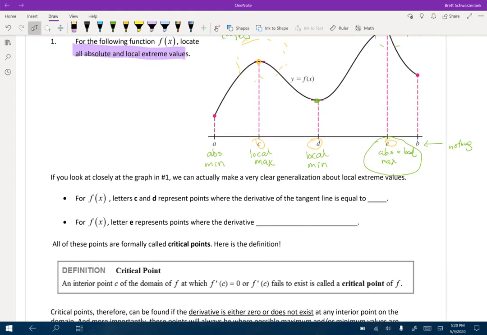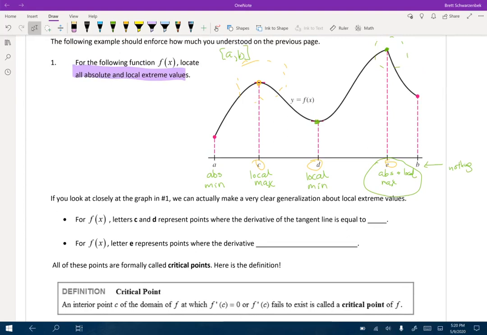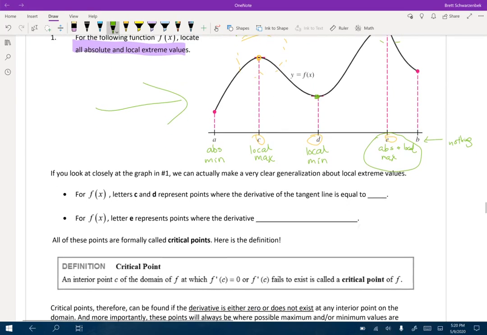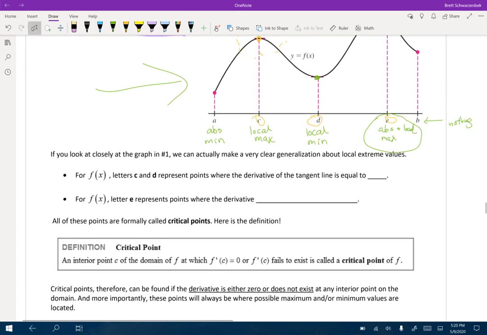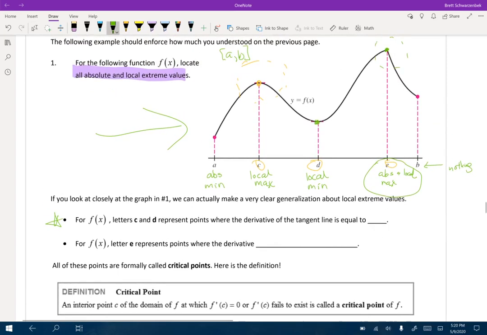Okay, if you look at the absolute and local mins and maxes that are labeled in this graph here, we can actually make some generalizations about them. So it says, right here, for f of x, letters C and D, so let's highlight those. Letters C and D represent points where the derivative of the tangent line is going to be equal to what? Oh, look at that. Now we're getting to calculus.